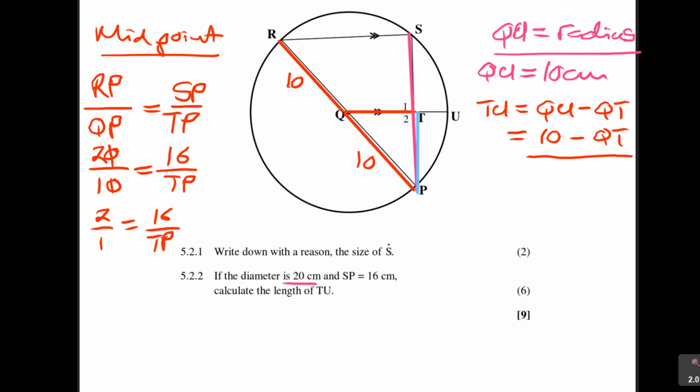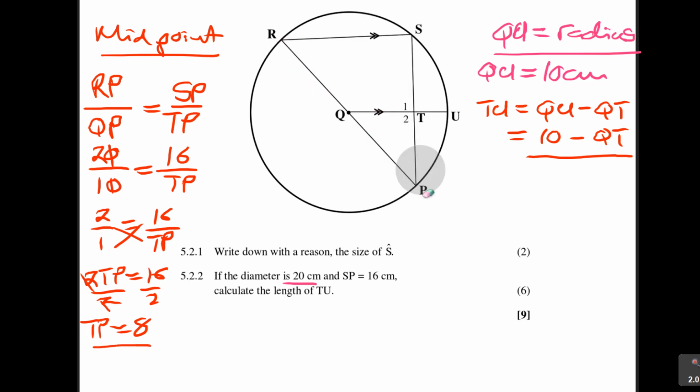Then when you cross multiply there, 2 times TP, which is 2TP, is equal to 16, divide by 2, divide by 2. What do you have? You have TP is equal to 8. So with that information, you see TP is 8. So what you have here, you've got 10. Here you got 8, and then here it means this is also 8. Do you see that now?